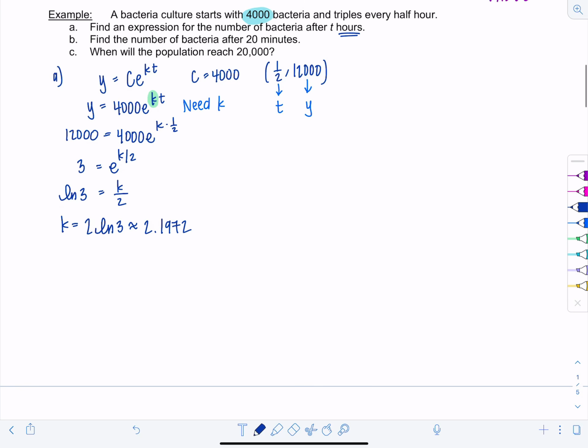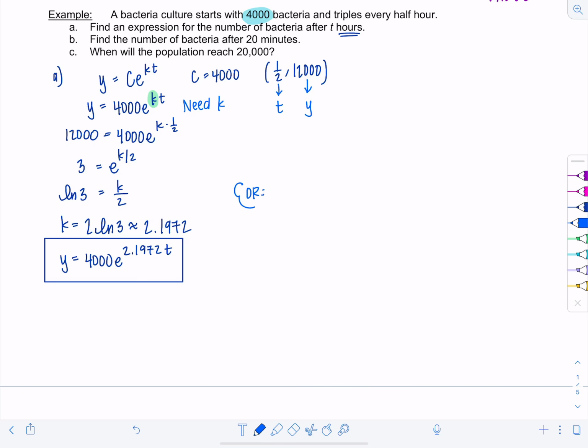All right, so putting this back into our model, we have y equals 4,000 e to the 2.1972 times t. And we've got an expression for the number of bacteria after t hours. Now, another way you can do this, and it's a little more accurate, but you lose the fact that the model uses base e, is by substituting 2 ln of 3 in for k. So let me show you that.